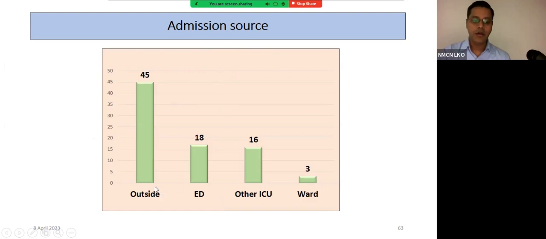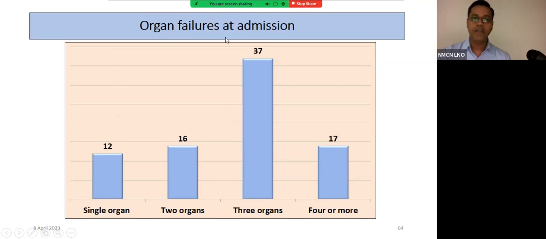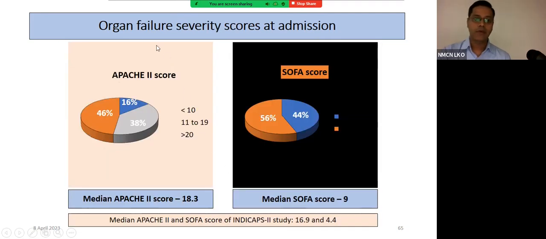Admission source. From outside, we had around 45 patients, emergency department 18 patients, other ICU 16 patients, and from various other wards of SGPGI, 3 patients. Organ failures at admission. As you can see here in this diagram, more than 80% of the cohort of patients admitted in CCM with tropical infection had 2 or more organ failures.